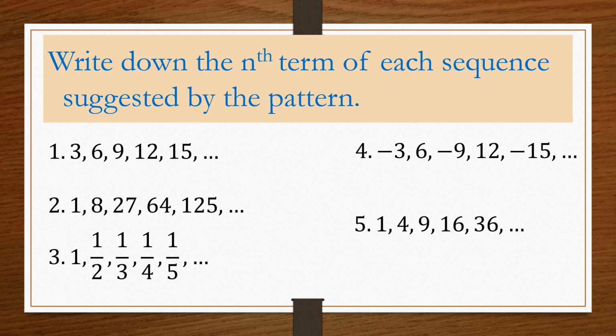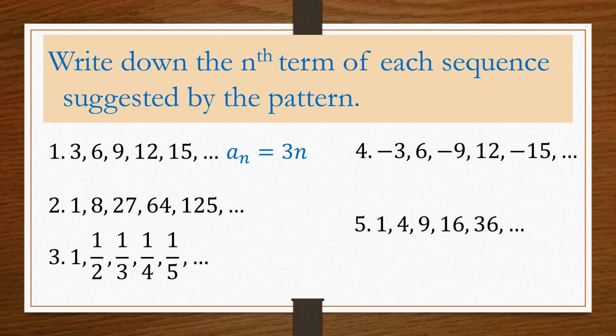So for our next activity, we need to write down the nth term or the general rule of each sequence suggested by the pattern. Let's begin with number 1. We have 3, 6, 9, 12, 15. So these are multiples of 3. So it means that the nth term is a sub n equals 3n, or 3 times n.